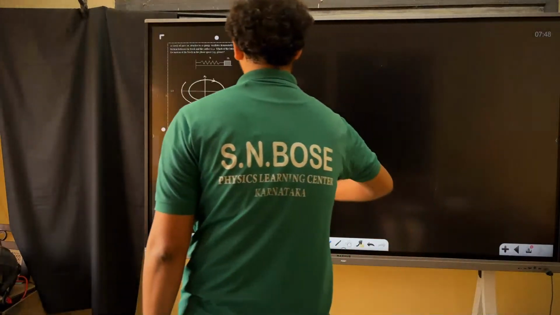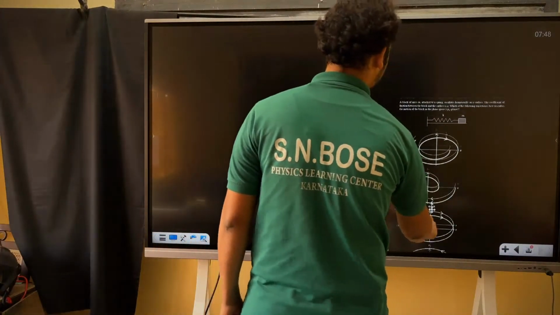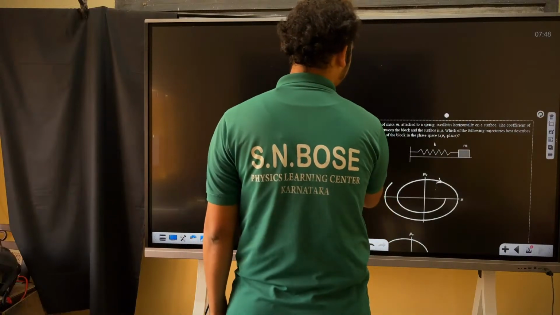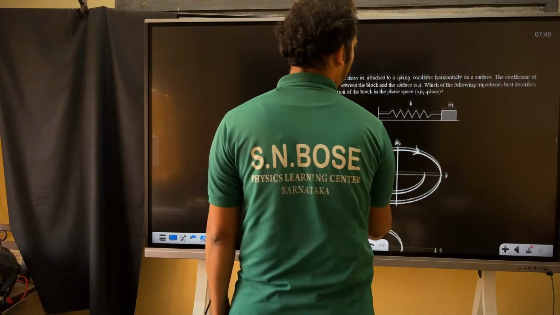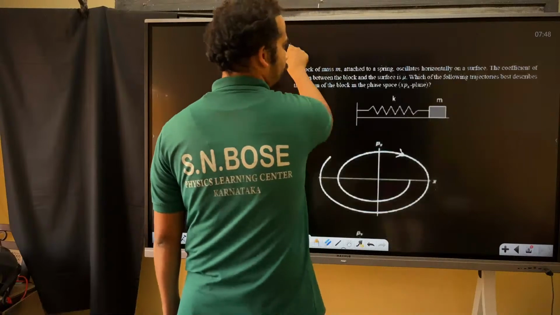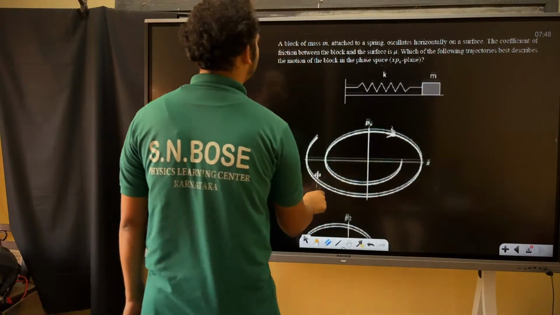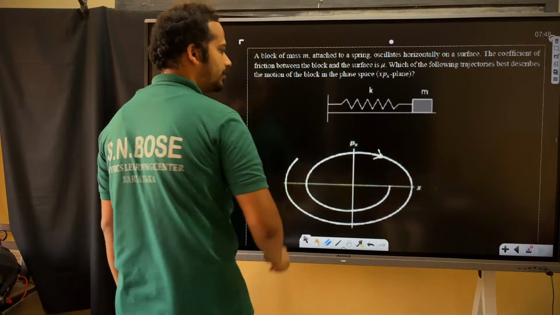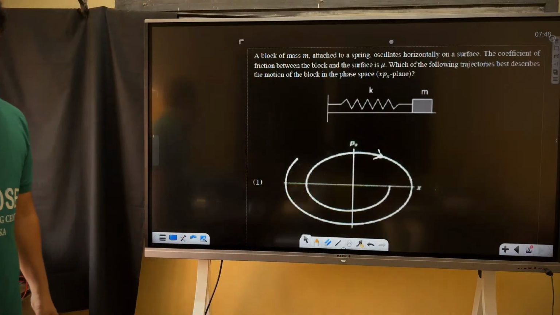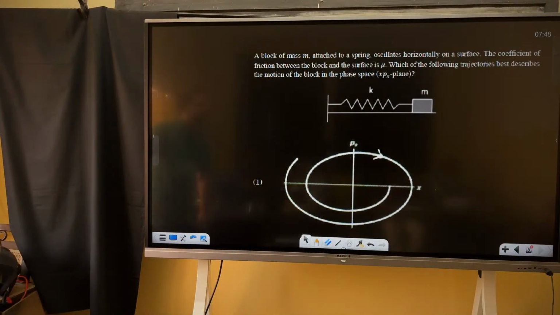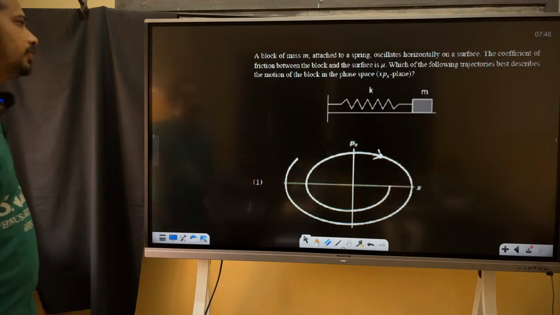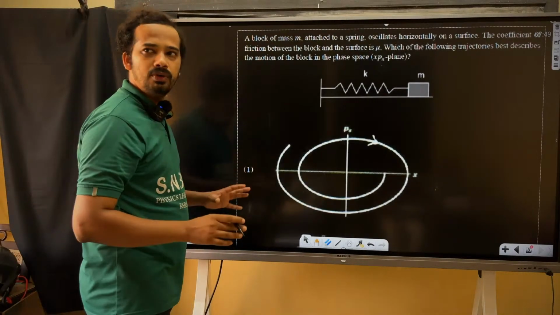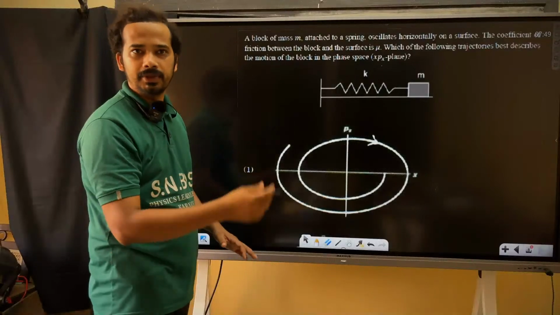Harmonic oscillator, but with damping: a block of mass m attached to a spring oscillates horizontally on a surface. The coefficient of friction between the block and the surface is mu. That means there exists a friction. Which of the following trajectories best describes the motion of the block in phase space? If there was no friction, it would have been an ellipse. Am I right?